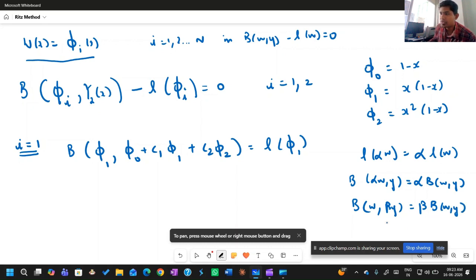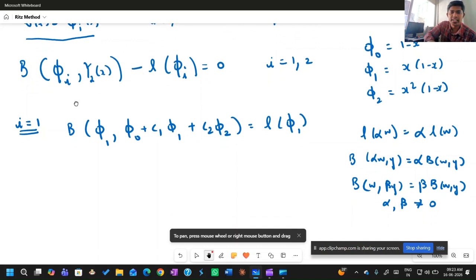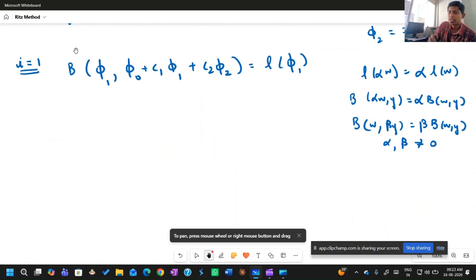So which means alpha and beta are non-zero, and which means both are linear in both the arguments. It is linear in both the arguments. Okay. So based on this principle, we can take the C1 and C2 common outside.